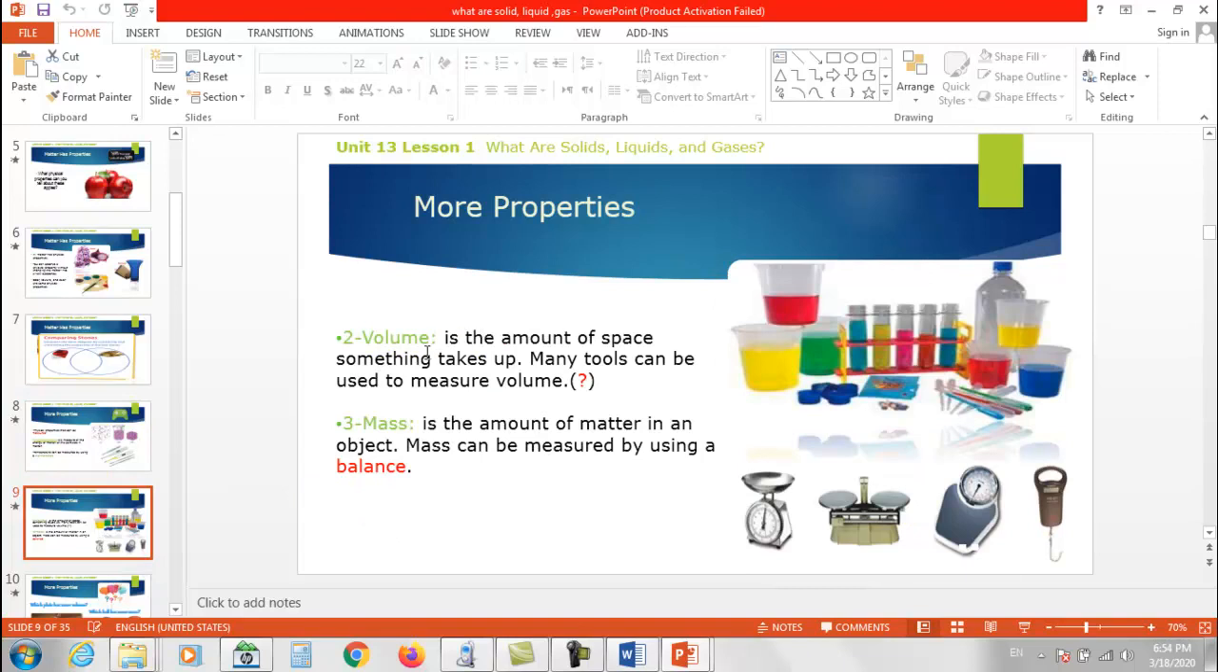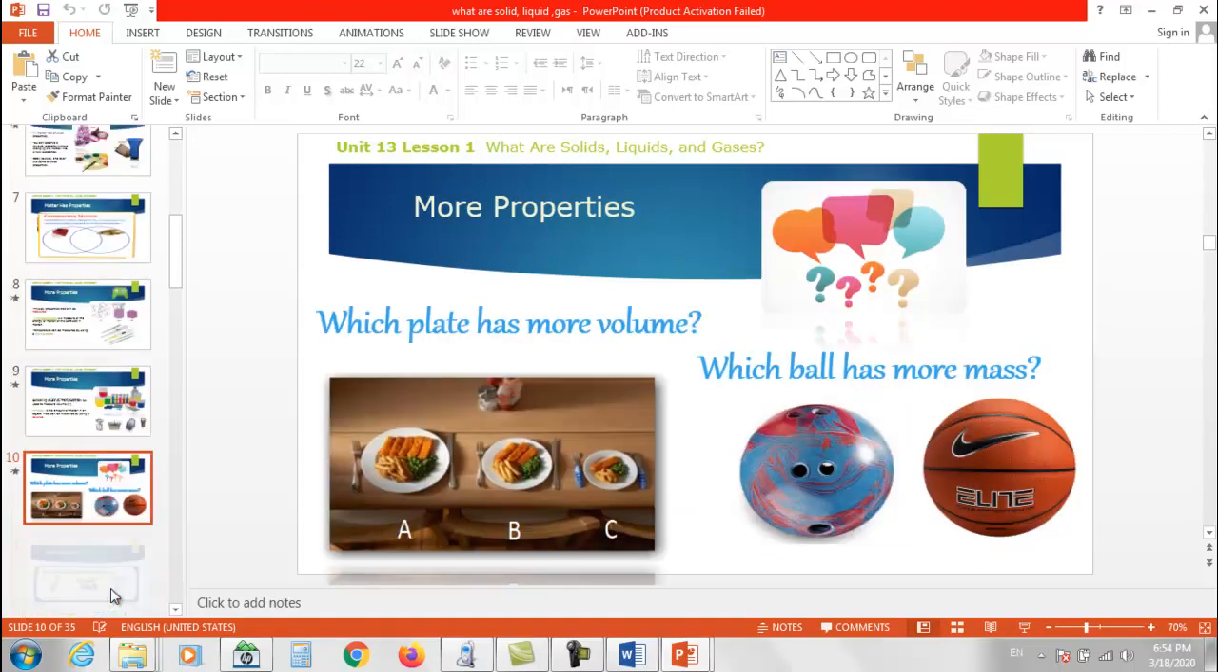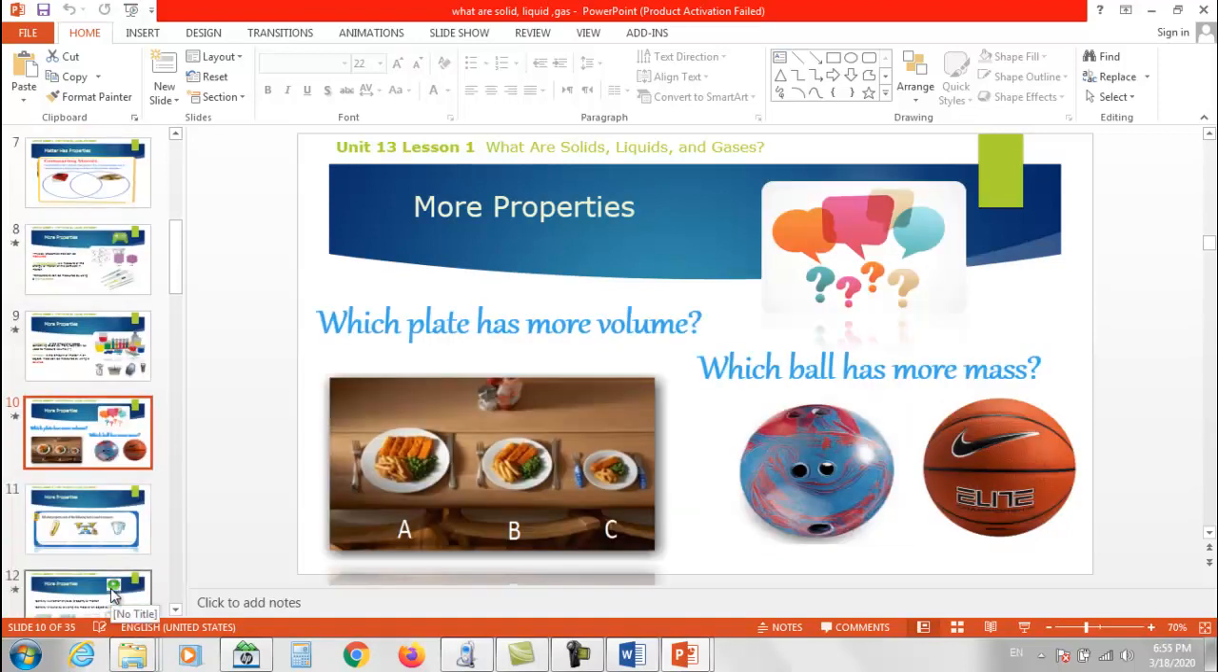More properties, like the volume and the mass, are physical properties of the material. So the first one is temperature, the second one is volume, the third one is mass. All of these are physical properties. Which ball had more mass? Which plate had more volume? Number A. We will know this by using a balance. Both of them are physical properties, the mass and the volume or space.